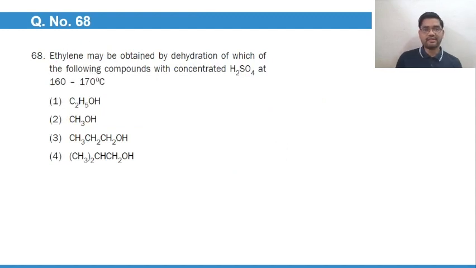68. Ethylene can be obtained by dehydration of which of the following compounds with concentrated H2SO4? Ethylene, ethanol. Got the answer.